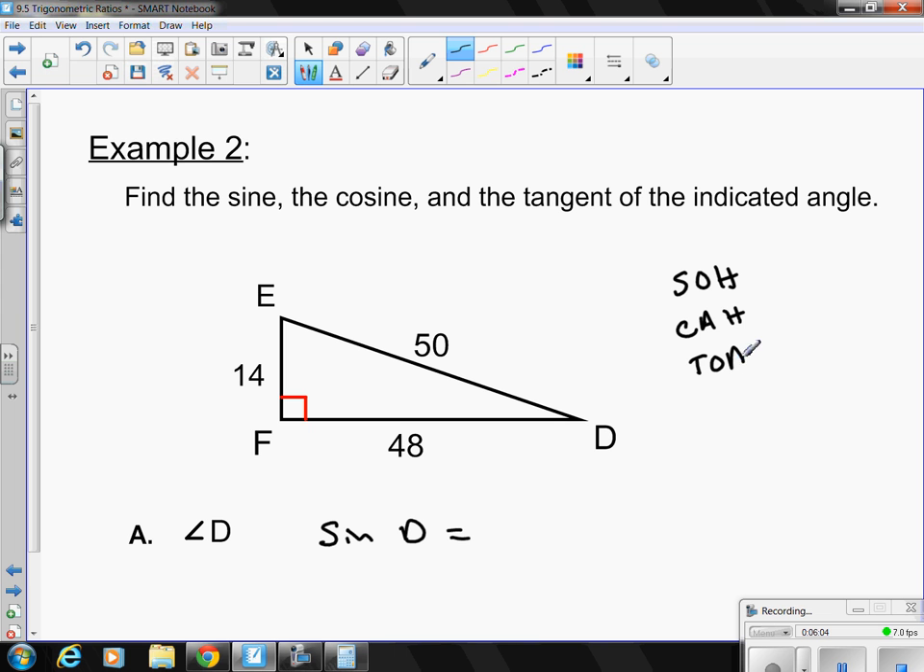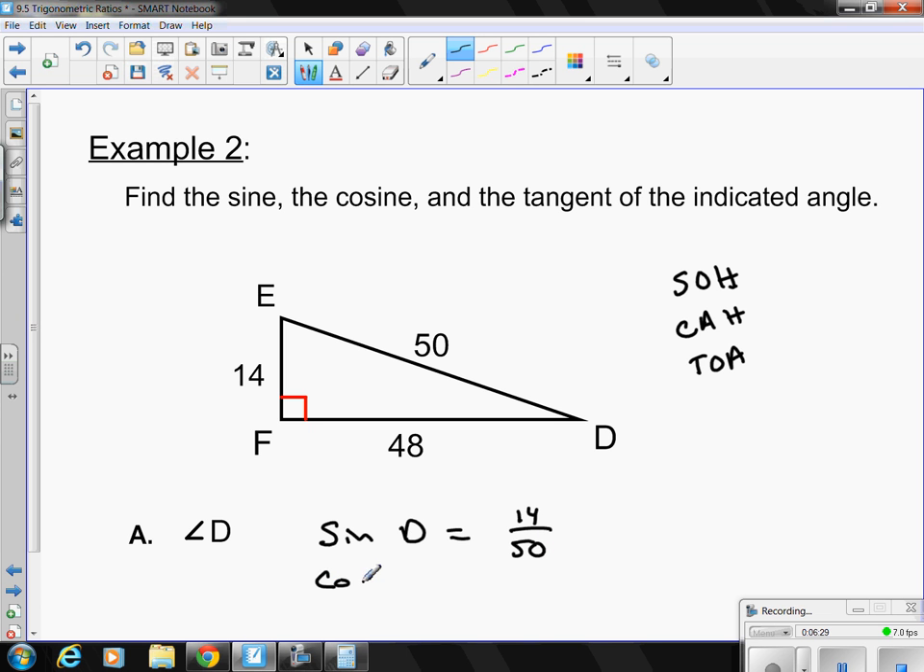Make sure you know how to spell those. So sine is opposite over hypotenuse. The opposite side to angle D is 14. Right, so I always start at this angle. Now if they ask me about angle E, the opposite side to angle E is 48. So make sure you pay attention to your reference angle. 14 over the hypotenuse, 50.